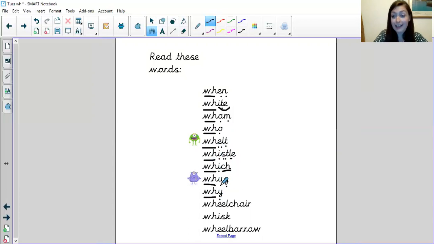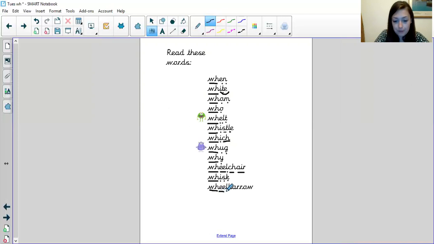This one, why, well done. Remember that y is making an i sound when it's on the end. Now this word is a compound word, where two words that make sense by themselves come together to make another word. So let's do our sound buttons to help us sound out. Wheelchair, well done. This one. Whisk, well done. Now, in the classroom, we had to look up a picture of a whisk, so maybe you could do that at home if you don't know what one looks like, but we usually use it in cooking, especially baking. And our final word, wheelbarrow, well done.